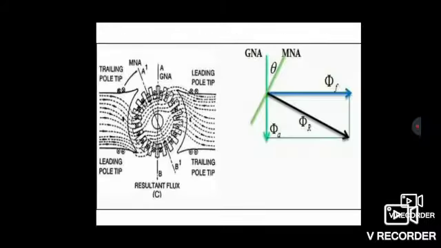The diagram shows the resultant flux, that is the weakening and aiding. See the phasor diagram. Now the GNA and MNA have the angle of theta. The resultant flux is phi r. Phi f is field flux, phi a is armature flux, and phi r is the resultant flux. Now the GNA and MNA have the angle of theta.